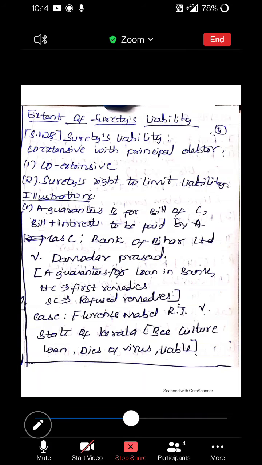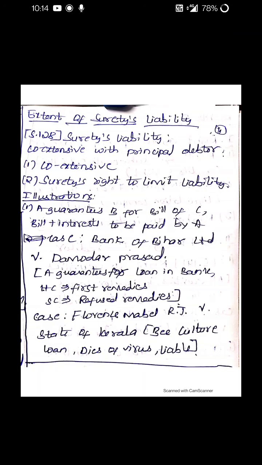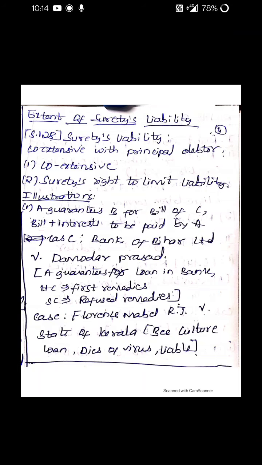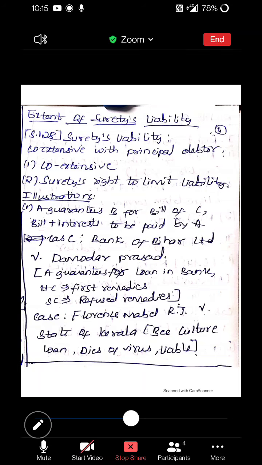The next is surety's right to limit liability. Surety can limit his liability. That is, he can say, I will incur loss only for 5,000 rupees. Beyond that, I will not take loss. That is, he can set a limit. So there is no unlimited liability; he can set a limit also.